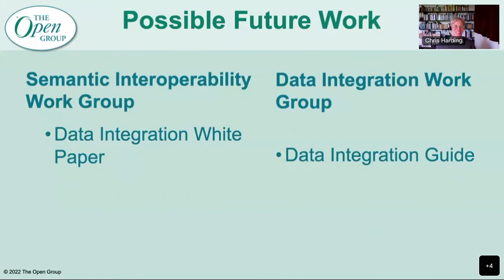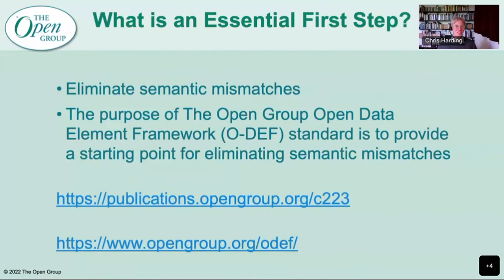Right. Within the semantic interoperability workgroup, we are in the process of putting together a data integration white paper. It will focus on the semantics. So what's an essential first step in data integration? It's dealing with the semantics. The tools by themselves generally can't handle differences of semantics.